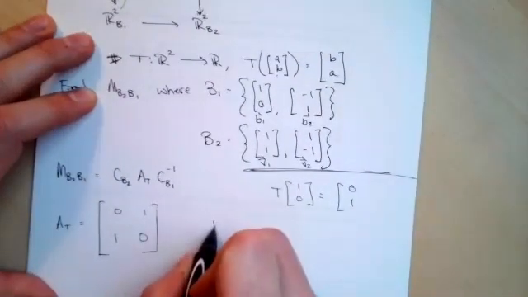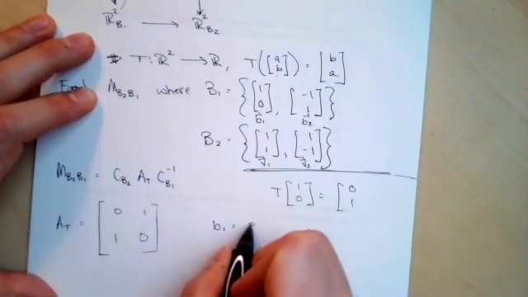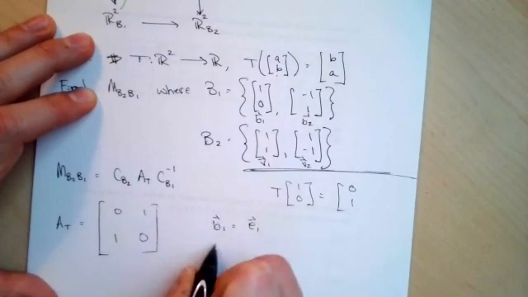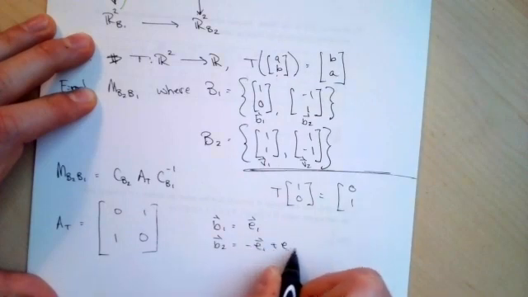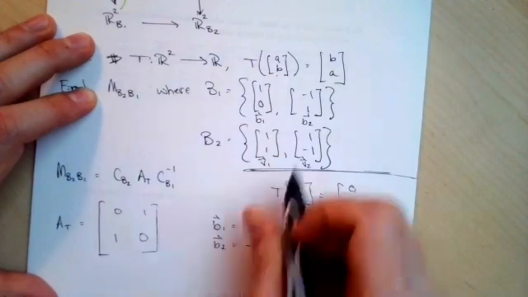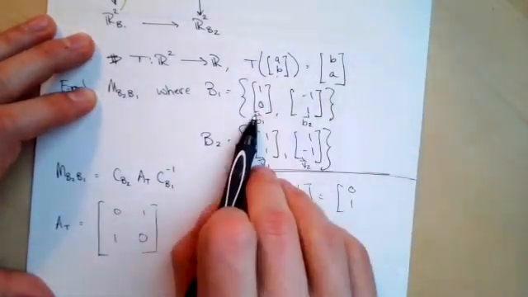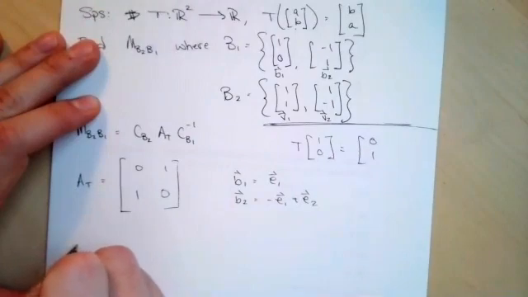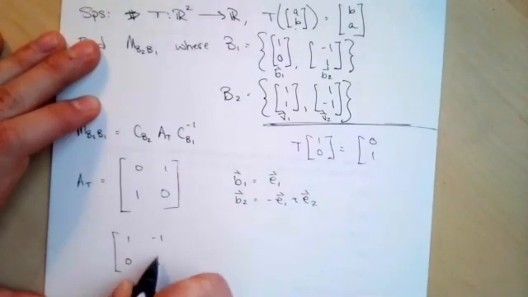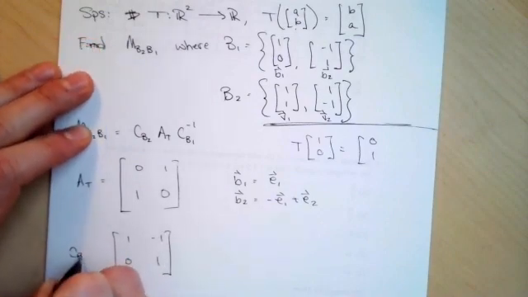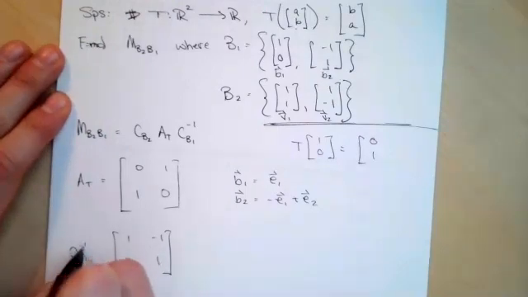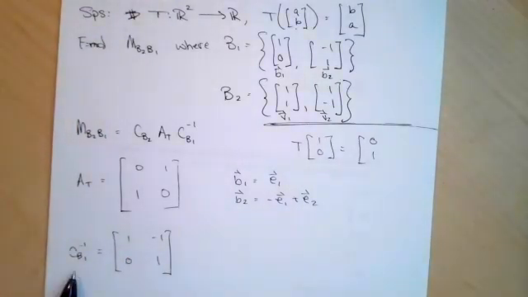So we know that B1 is just E1. B2 is negative E1 plus E2. Now, of course, we're putting the coefficients into columns. So if we take that basis B1 and make a matrix out of it, this corresponds to the change of basis to B1 in reverse. Careful with that inverse there, right?